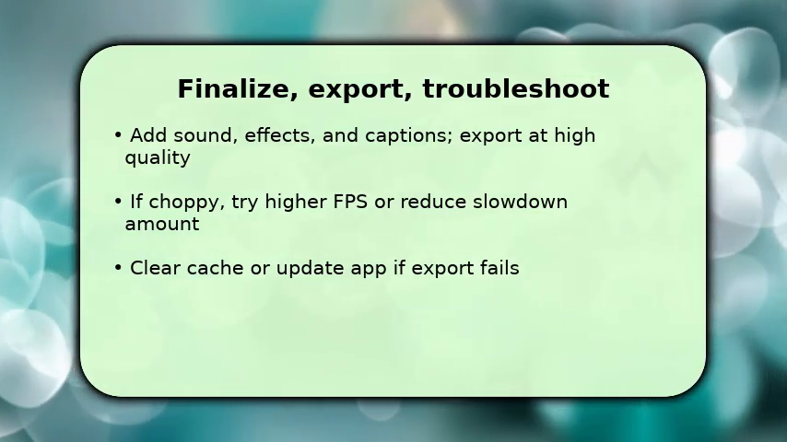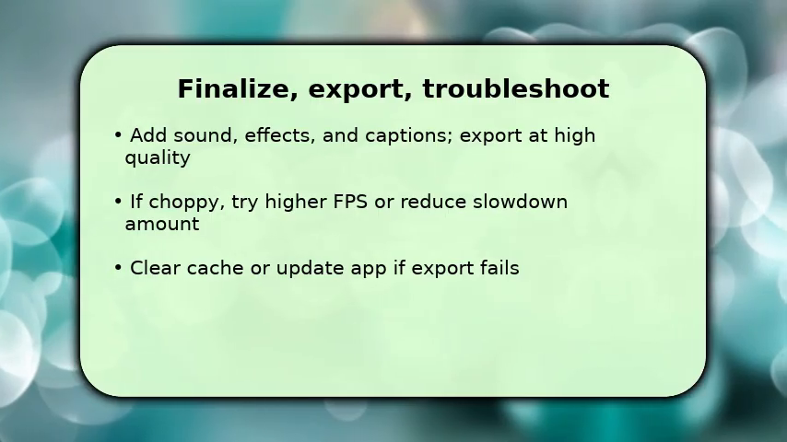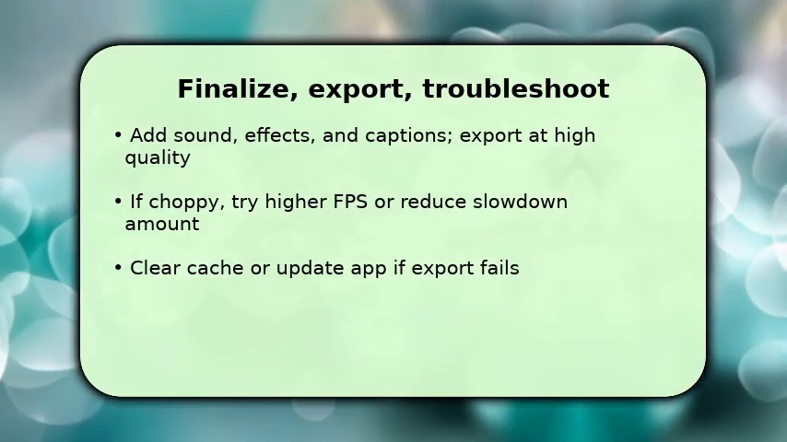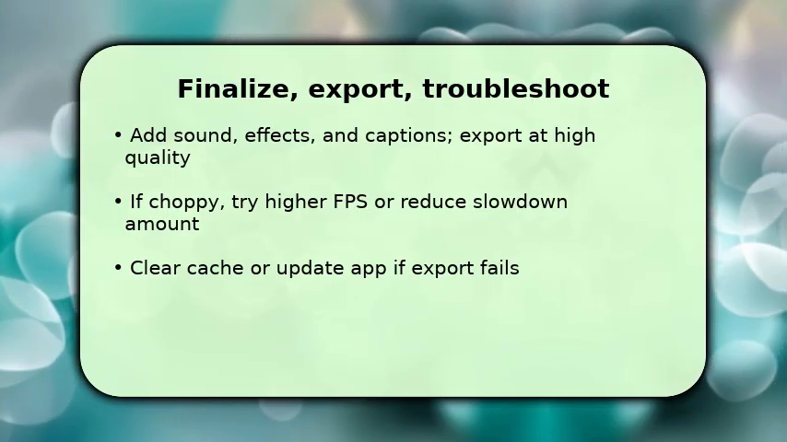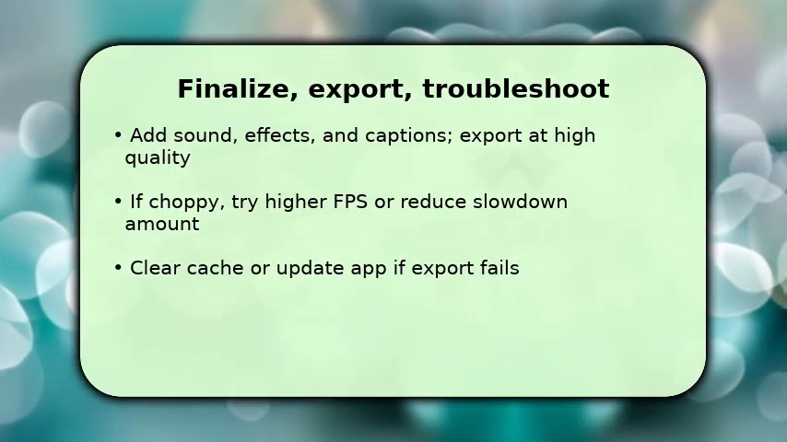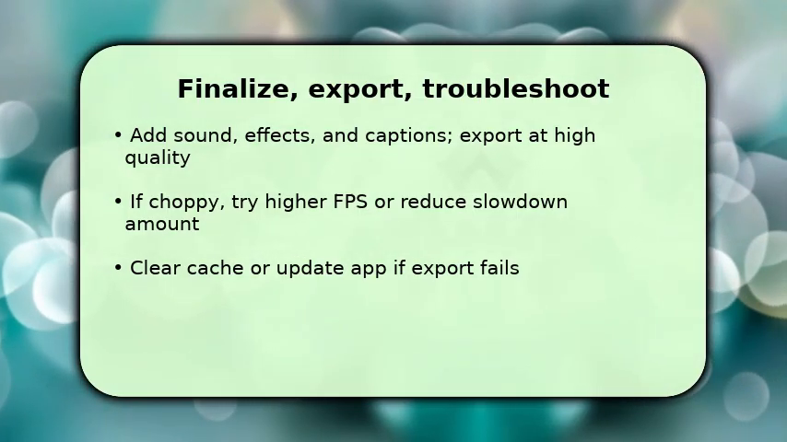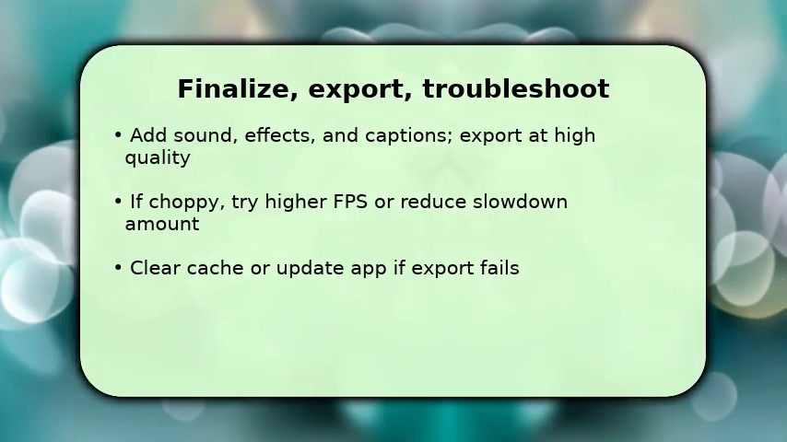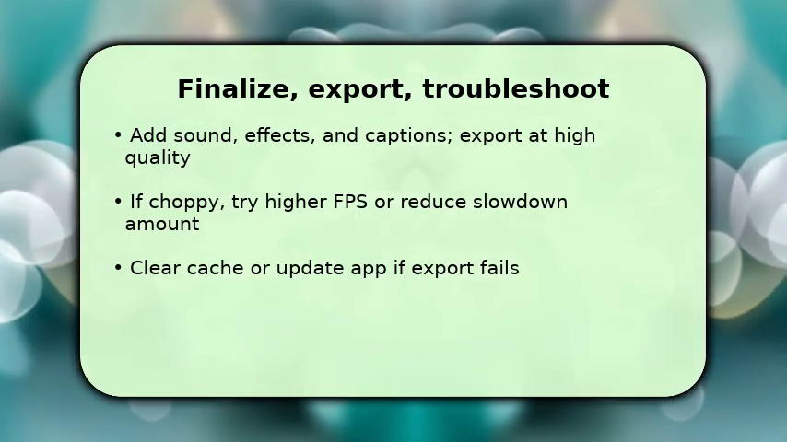If playback looks choppy, record at a higher FPS or reduce the slowdown amount slightly. Smoothness depends on source frame rate. If export or speed tools misbehave, clear TikTok cache, restart the app, or update TikTok. Most issues resolve with those steps.